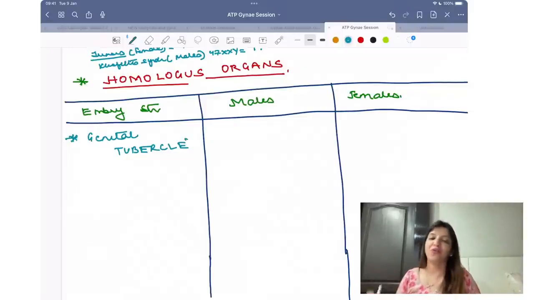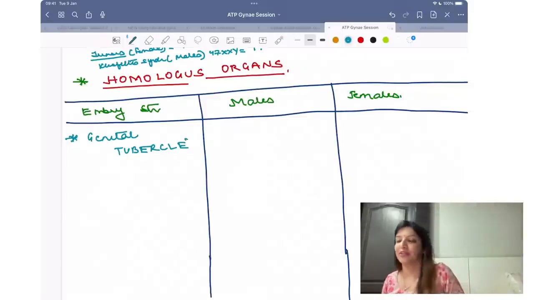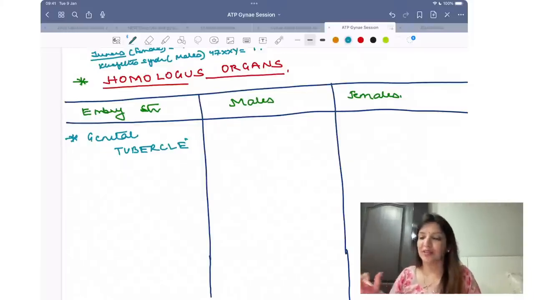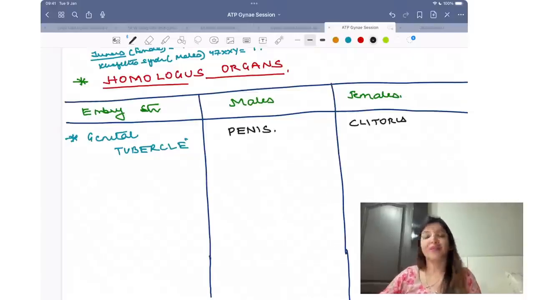It is not the ridge. From the ridge, the ovary and testes develop. Genital tubercle. Thank you so much, Shubhank. So, genital tubercle. Genital ridge is not it; from the genital ridge the ovary and testes develop. It's the genital tubercle. So if the embryological structure is the genital tubercle, in males it is going to form the penis, and in females it is going to form the clitoris, right? So they are homologous organs because both penis and clitoris develop from the genital tubercle.